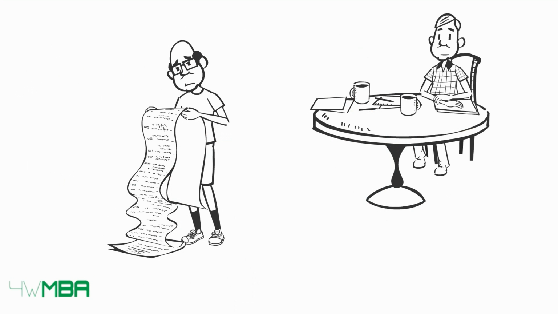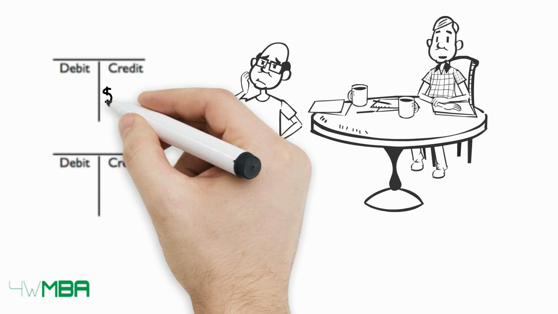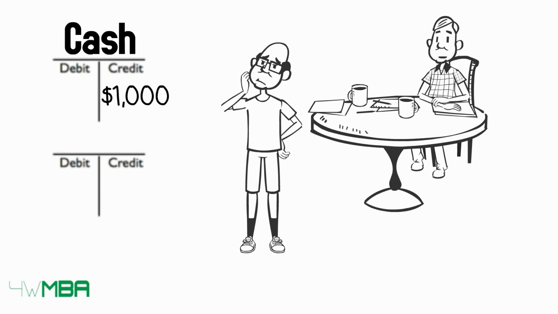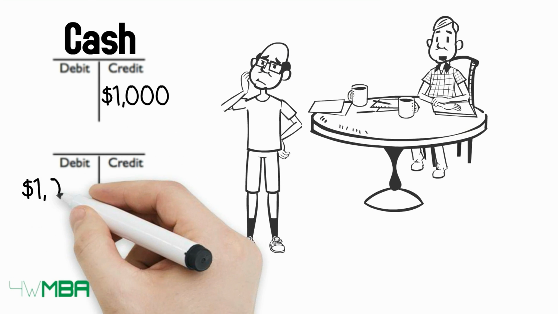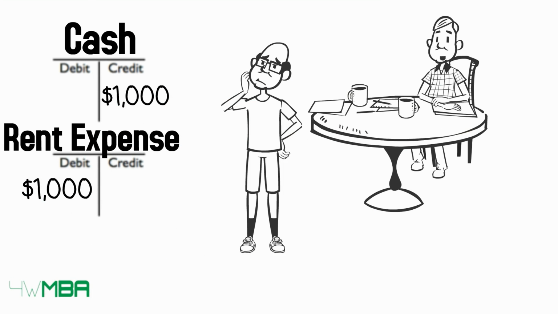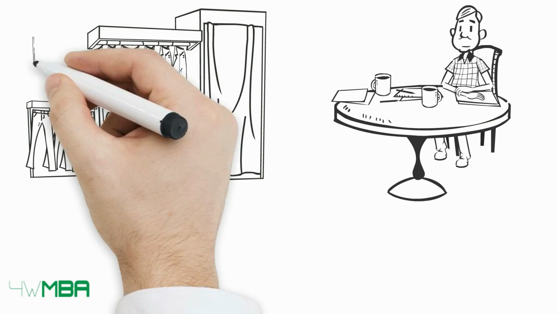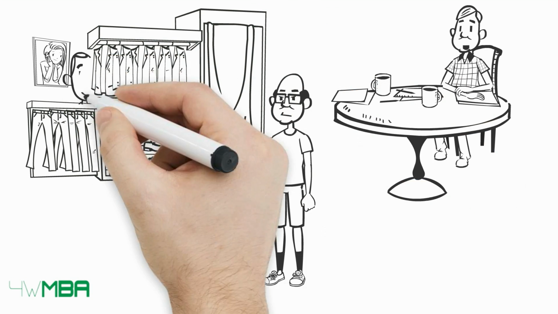Afterward, he had to pay $1,000 for the first month's rent. Let's see how this transaction will look in the accounting world. We will credit Jim's cash account, since it is a cash outflow, and debit Jim's rent expense, since this implies that our expense increased. Then, Jim had to pay $50,000 cash to furnish his store.